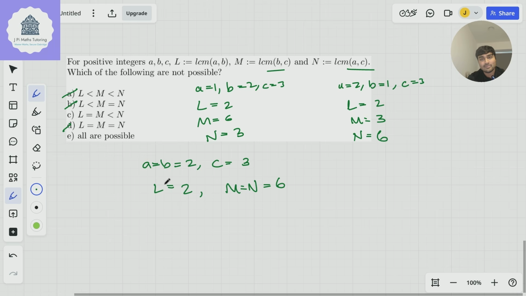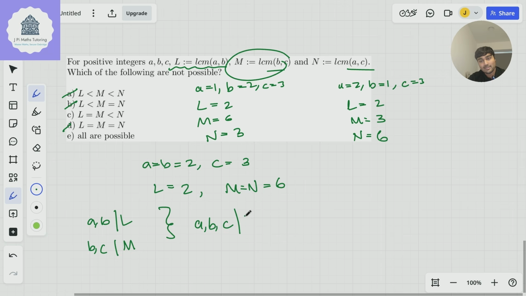Anyway, let's prove it. Sorry, apologies. We want to show that C is not possible. And we're going to do this by contradiction. So suppose L does equal M and they're both smaller than N. Well then we know, because L is the lowest common multiple of a and b, both a and b divide L. But equally, we know that b and c both divide M. But we're assuming L equals M, and so putting those facts together, we get that a, b, and c all divide L, because a and b divide L, and c also divides M, which is equal to L.